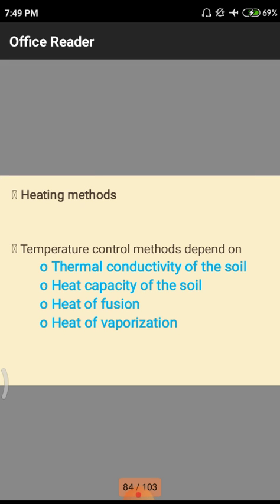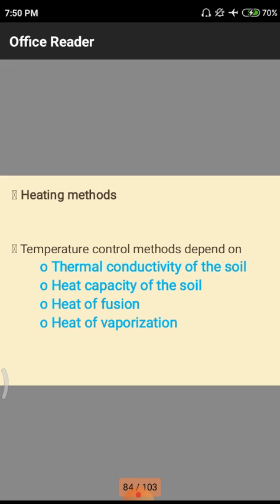Heating methods, and after that we have thermal methods. Temperature control methods depend upon the thermal conductivity of the soil. Why? Because we have different soils with different chemicals. If it is black cotton soil, we have some quantities of magnesium and other montmorillonite-like materials. If it is red soil, we have some quantities of ferrite and alumina contents. Likewise, different soils have different chemical properties. Those chemicals are normally responsible for absorbing this conductivity. Why? Because the chemical particles also have electrons, protons and neutrons.